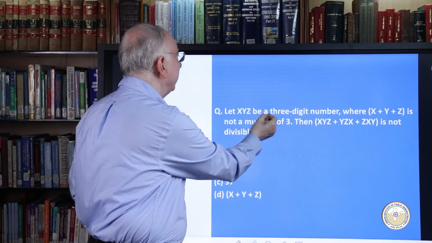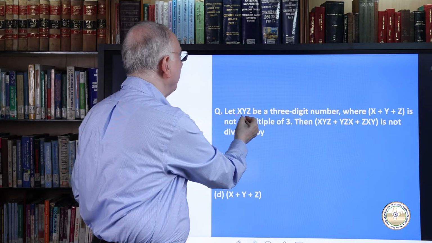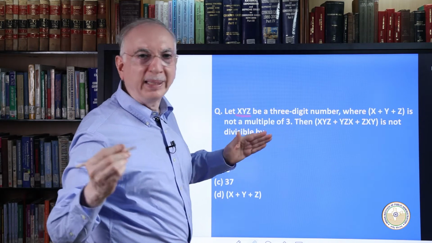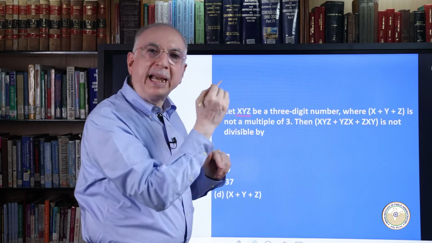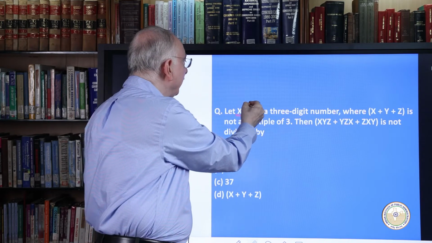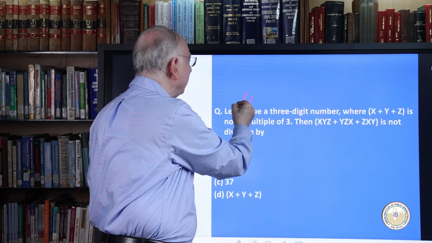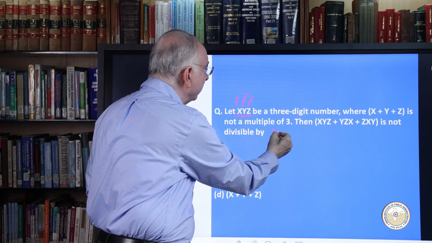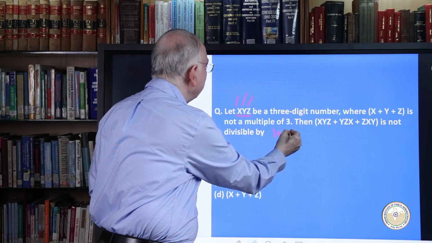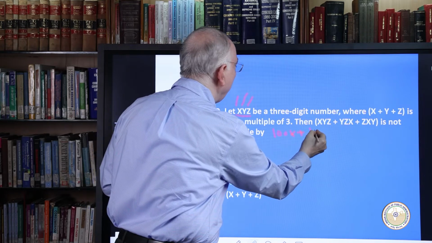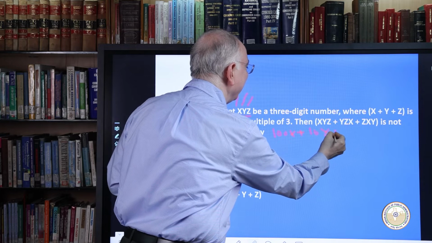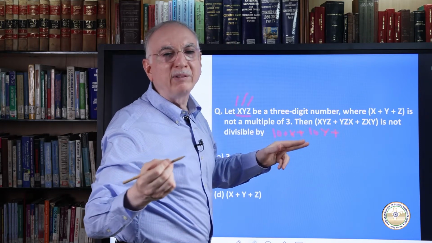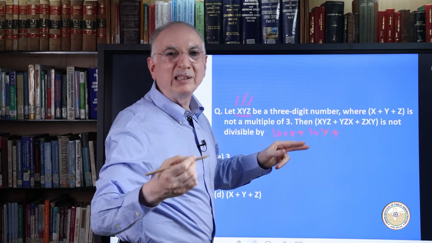Now we have to see this is a 3-digit number. Obviously there are 3 symbols, so x, y, z. We don't know its value, doesn't matter. Now when we write xyz, z is at the unit place, y is at the 10s place, and x is at the 100s place. So this number can be written as 100x plus 10y plus z, because z is at the unit place, so we multiply it by 1. It doesn't matter whether we write 1z or z.